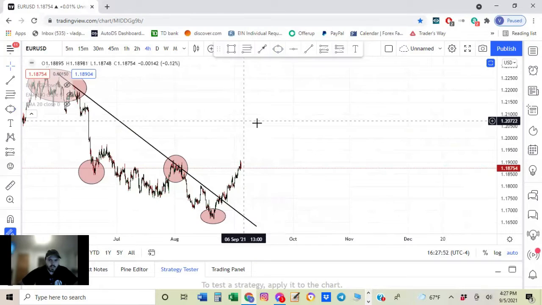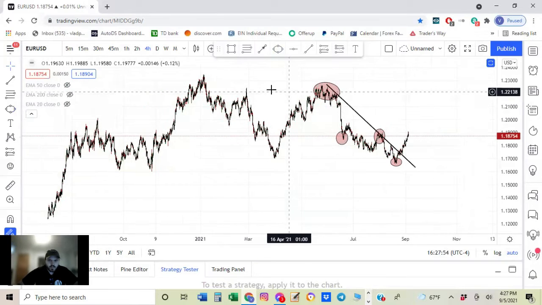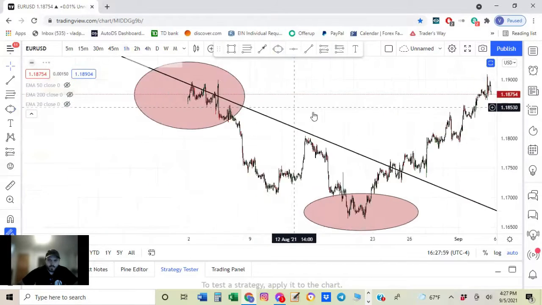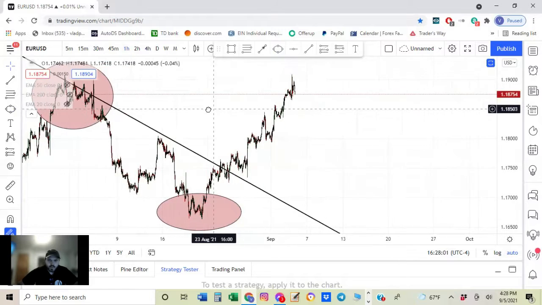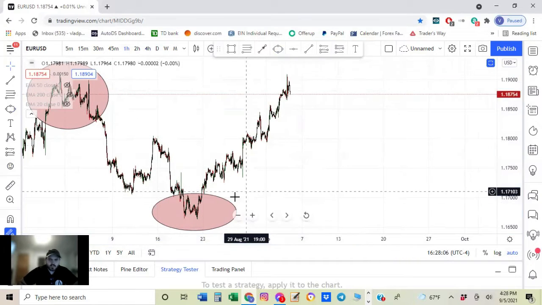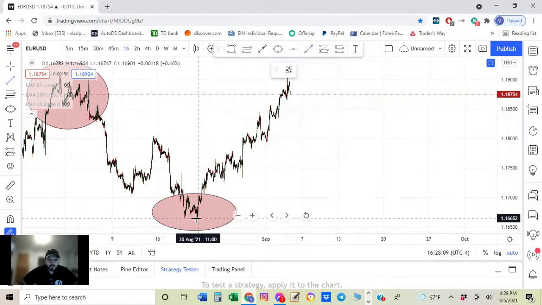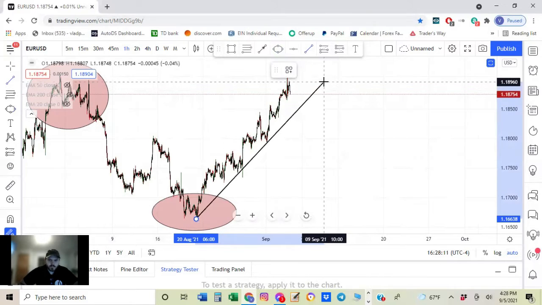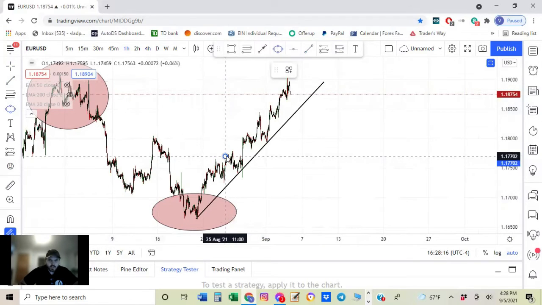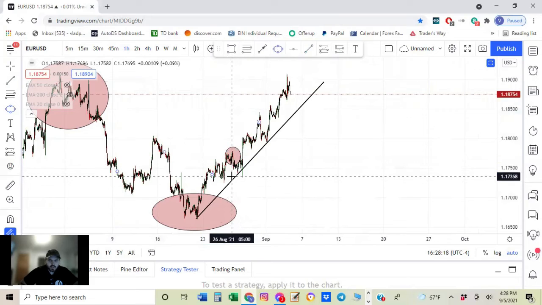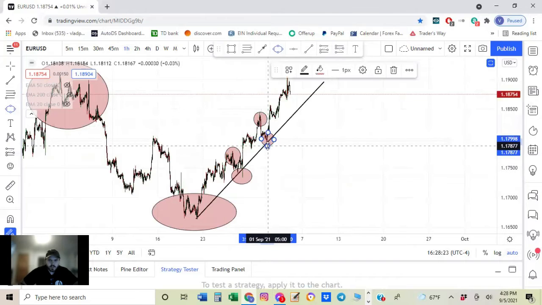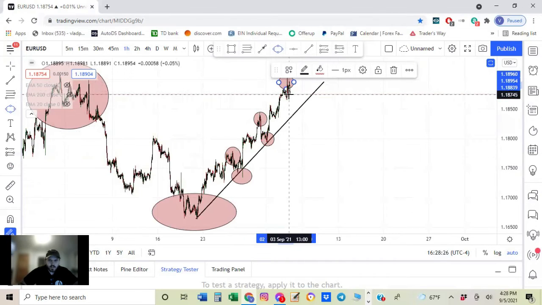In an uptrend, it is the opposite. If you look here, price is making a higher high, a higher low, a higher high, higher low, higher high, and then right here, potentially a higher low.